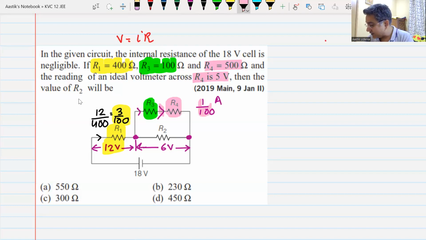Out of this 3 by 100, 1 by 100 is going in this branch. So how much current is coming in this branch? 0.02, that is 2 by 100. The only formula that we know is V = IR. Now I know I, now I know V, so I can calculate R. 300 ohms.